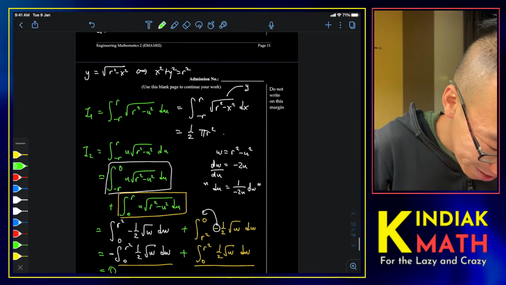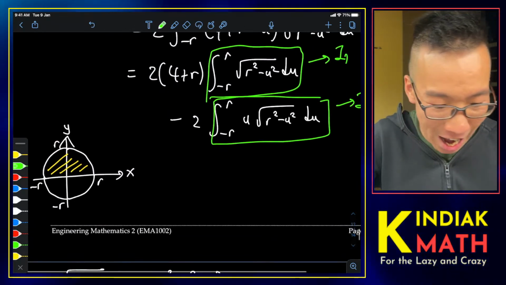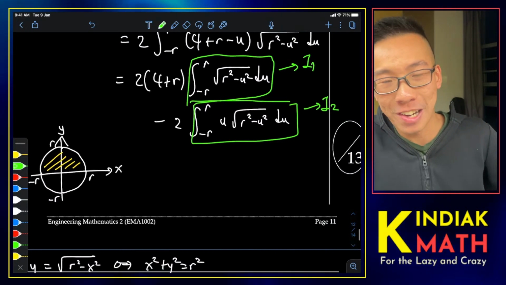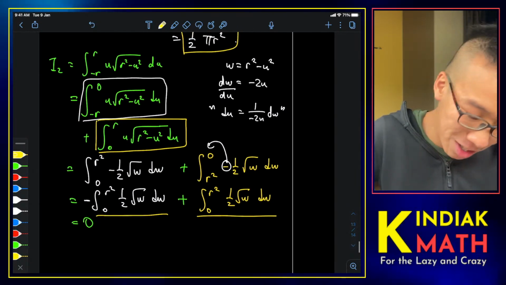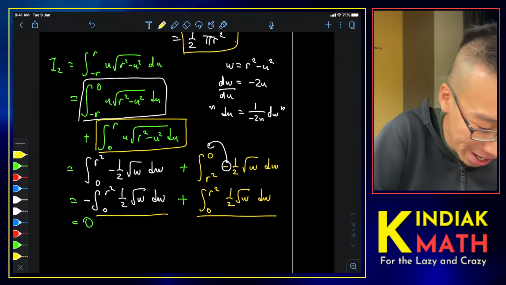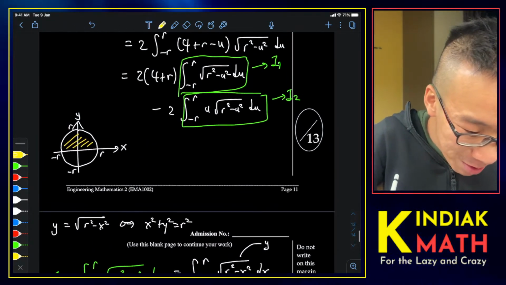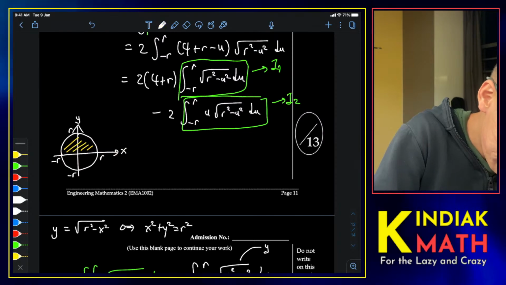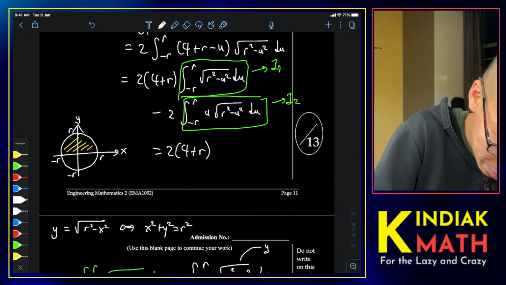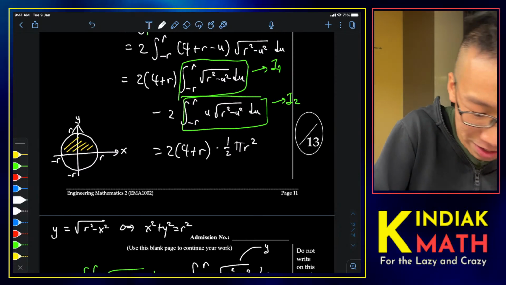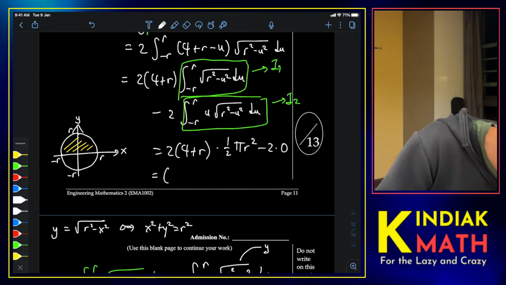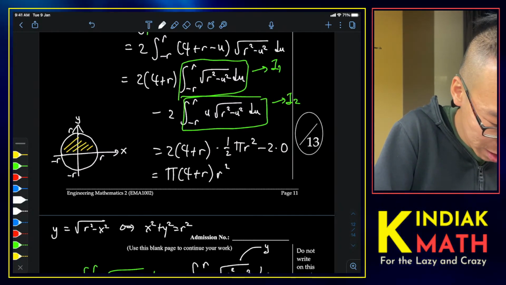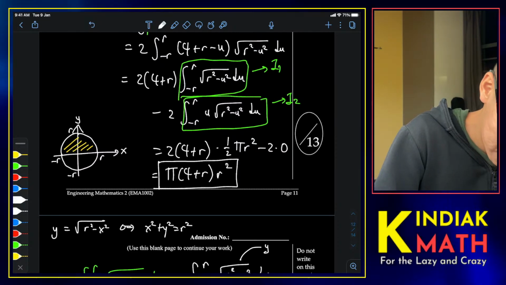Okay, so check this out. The whole integral here is just I1 plus I2, right? But I1 here is just half pi r squared, and I2 after we decompose and get our bearings just equals 0. Which means this integral simplifies to 2 times 4 plus r times half pi r squared minus 2 times 0. Which means the answer has to be pi times 4 plus r times r squared. This is the final answer.